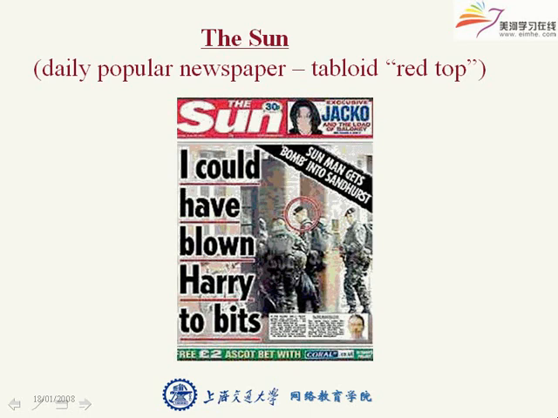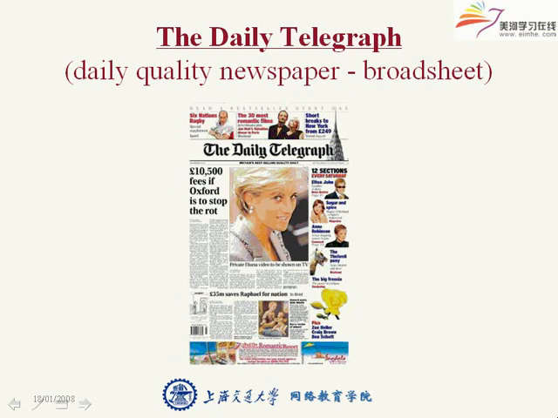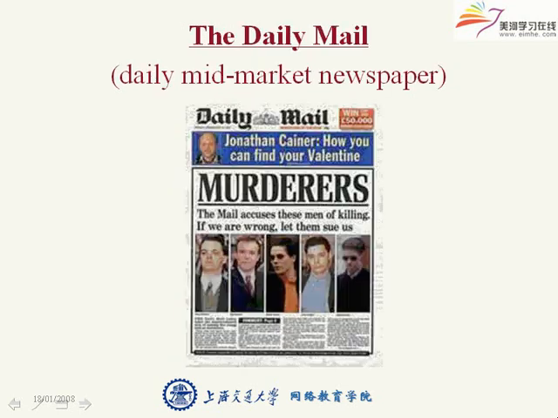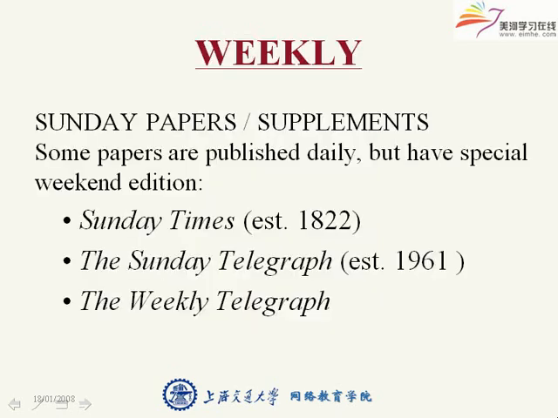Okay. So then we also have weekly newspapers. Now the Sunday papers, supplements, as I said, and some papers are published daily, but have special weekend edition, like the Sunday Times. And the Sunday Times is an old newspaper comparably, goes back to 1822. The Sunday Telegraph is not that old, and then the Weekly Telegraph. Here we have the Sunday Times, which you only have weekly. Right, that's the only picture of a weekly one.